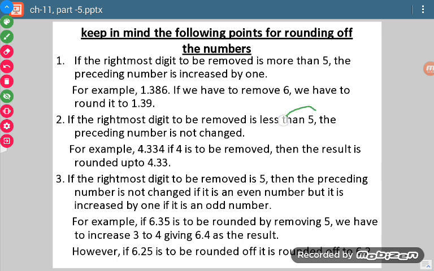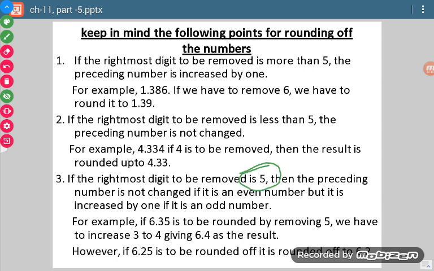Similarly, if the next number is less than 5, then there is no change. Just like in this case, 4.334 we have taken. Suppose we have to give our result in such a form where there are only 3 significant figures. So we have to stop here. Now the next number is 4, which is less than 5. So we will make no change. What will be the result? 4.33.